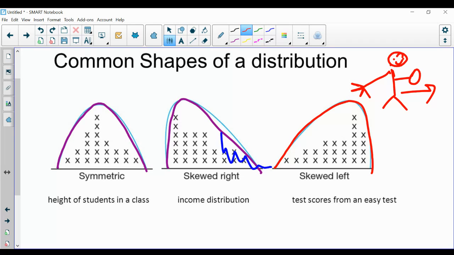So if they're moving to the right, they stick their hand out to the left, and that would be like the tail that we're leaving in our data set. So that would be a skewed left graph, okay? So that's how you figure out your shape on your dot plots.